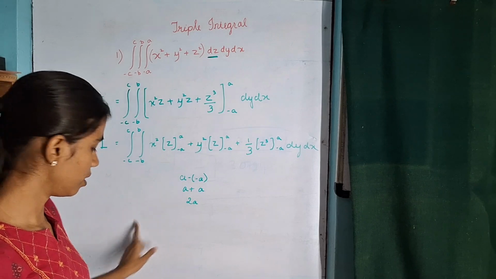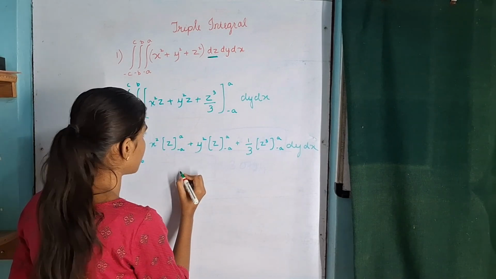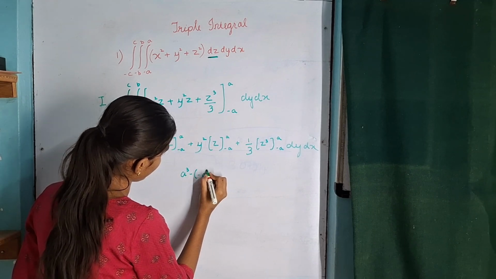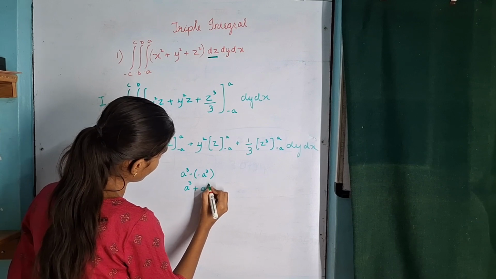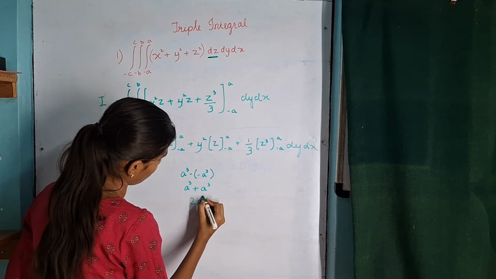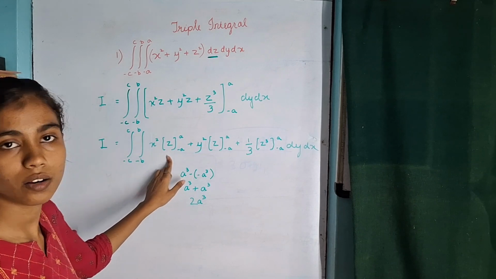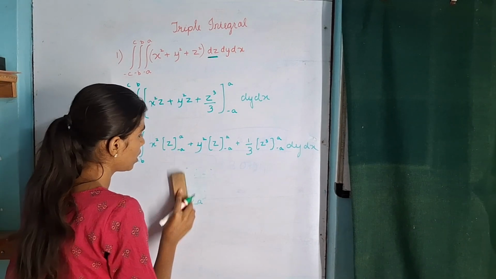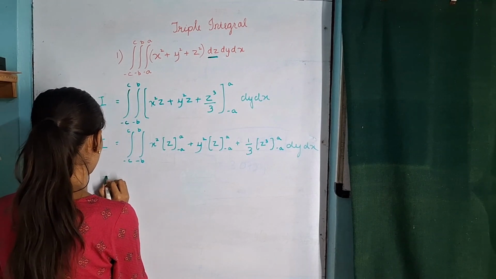So I hope this is clear for z term. And for z cube, we have a cube minus of minus a cube, that is a cube plus a cube, we get 2a cube. So I hope this is clear. I have separately solved and shown it so that you don't get confused for z as well as z cube. So we will substitute the values.